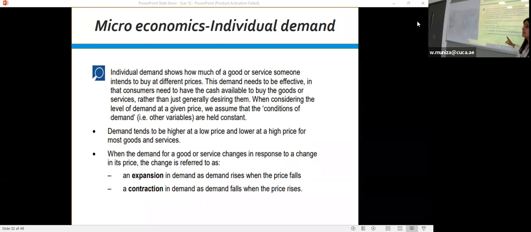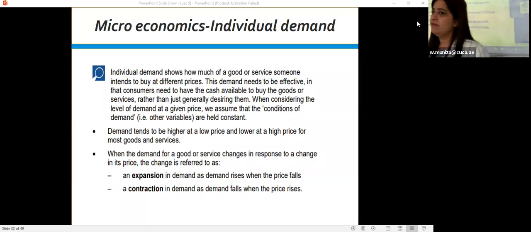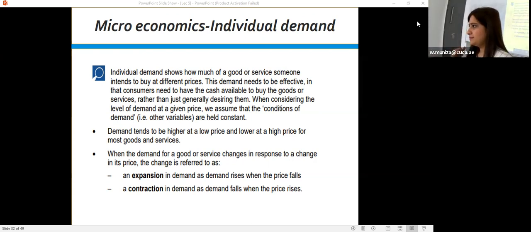When the demand of the goods is changing, on the graph our line would be like this. If on the y-axis we have price and on the x-axis we have quantity, then there will be a slope like this. It means that when the price is increasing, the demand is decreasing. There is a negative relationship. And this one is known as contraction when the demand is decreasing. And this one is known as expansion when the demand is increasing. So this is known as expansion and contraction when the change in demand is because of the change in prices. Got it?